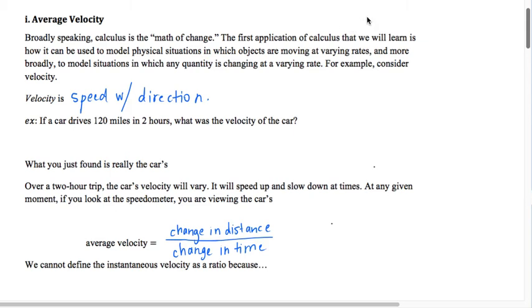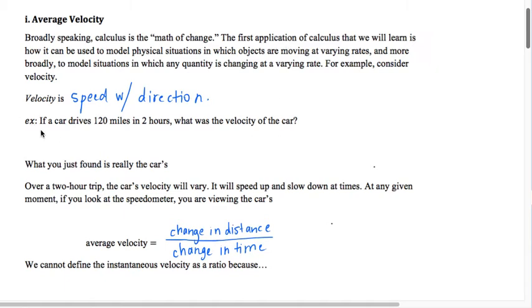So the first application that we're going to use has to do with speed, but more technically we're actually going to look at velocity. Velocity is considered speed with direction. So if you are moving maybe up or to the right, that would generally be considered a positive direction. Or if you're moving down or to the left, that's usually considered a negative direction.